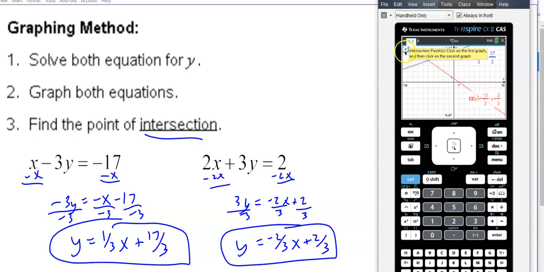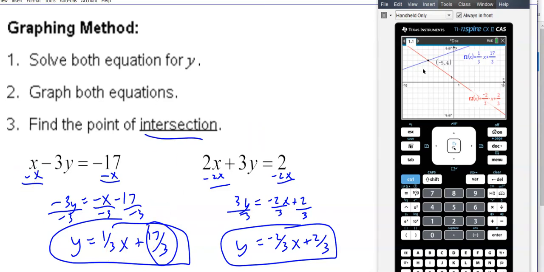If you don't know how to use that tool, if you hover over the icon in the corner, it tells you click on the first graph, then click on the second graph. So click on the blue graph, click on the red graph, and it tells me that ordered pair is -5, 4, which is the same answer we got before. So I was kind of expecting the same answer, and we did get the same answer as long as I type in 17/3 rather than 7/3 there.